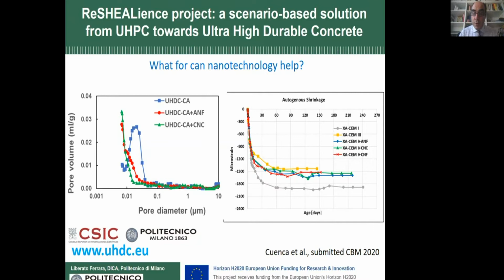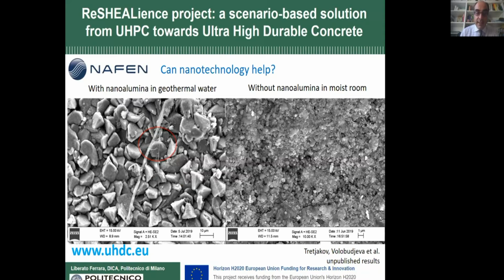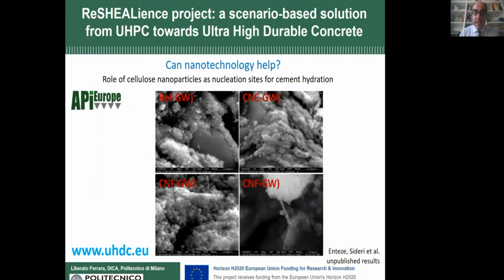And you can see here some very nice microscope pictures. These are the alumina nanofibers compared with the mix without. You can see these thin fibers really reinforcing the crystalline structures, and the same happens for the nanocellulose, which also acts as a seed for the hydration processes of cement.